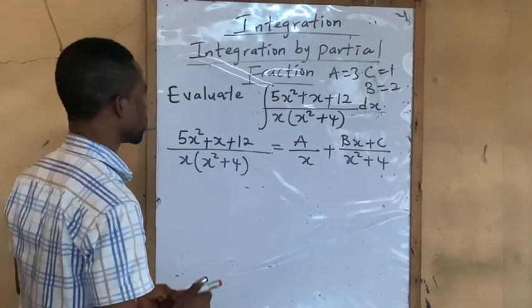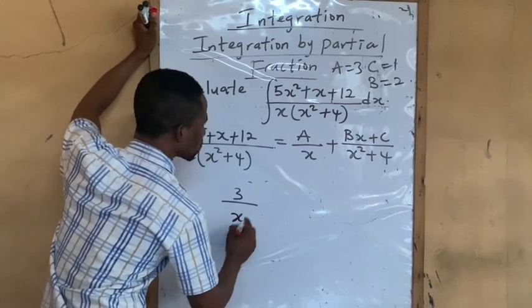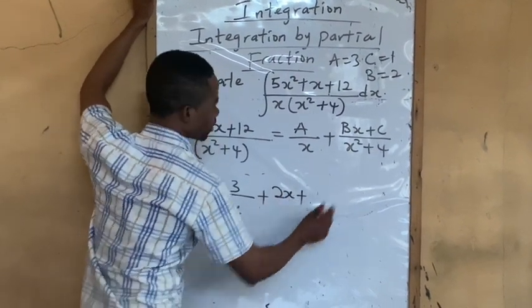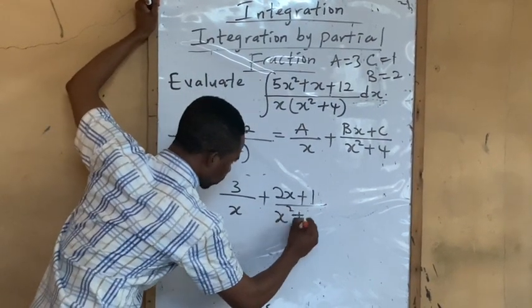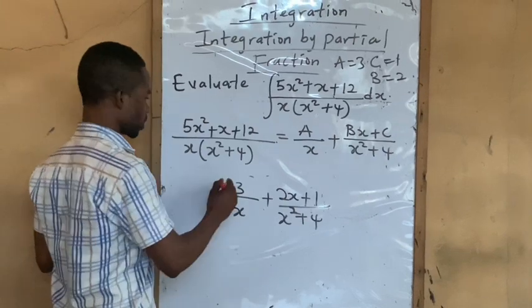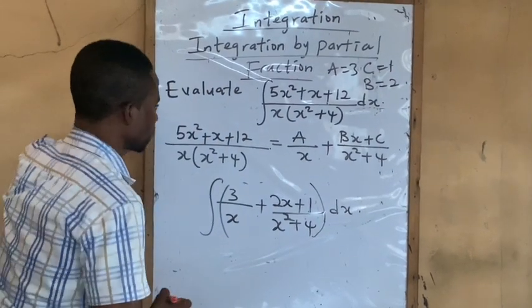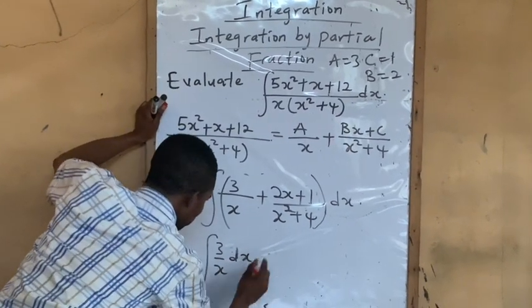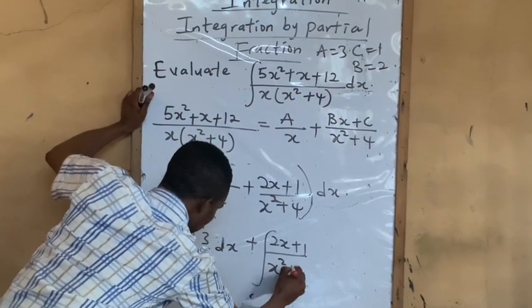So I'm going to have something like this. The a is 3 here, 3 all over x plus, what's b? My b is 2, that is 2x plus my c is actually 1, all over x squared plus 4. So we want to integrate it, dx. So that means I'm having the integral of 3 all over x dx plus the integral of 2x plus 1 all over x squared plus 4 dx.